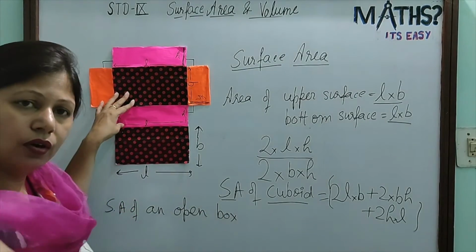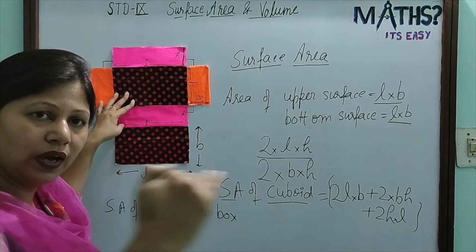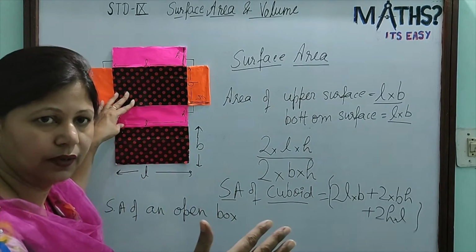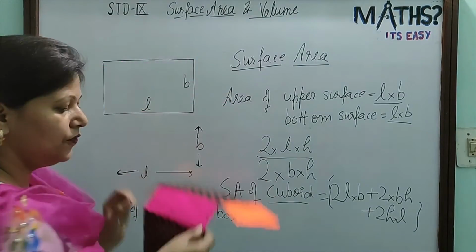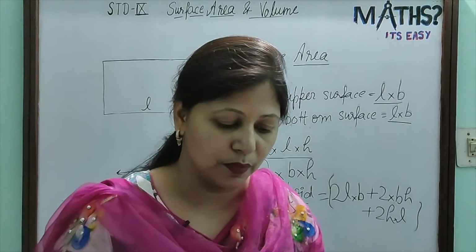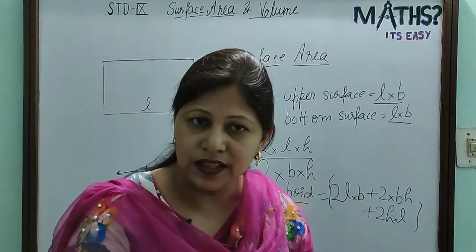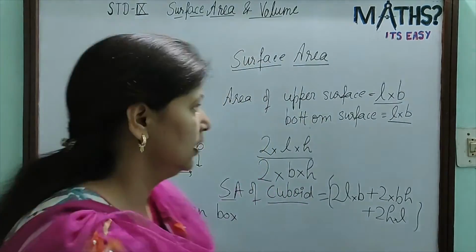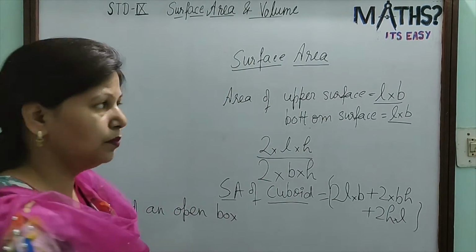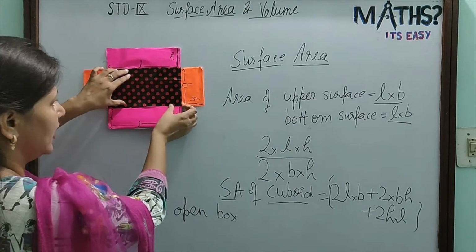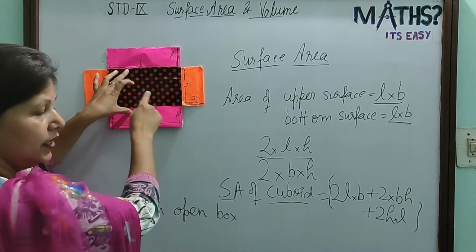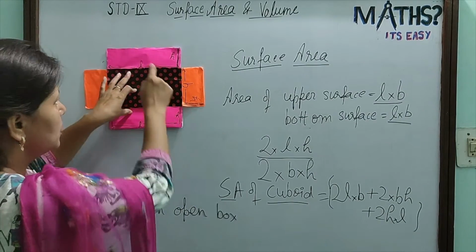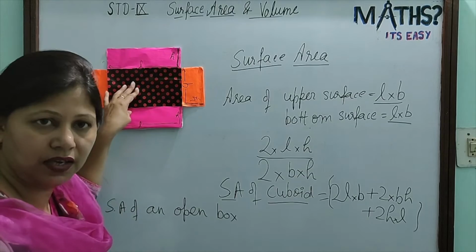Surface area of an open box means one surface is not there. So if we remove one surface from the box, it means one length into breadth is missing. So in case of an open box, the structure will be like this. Only 5 surfaces will be there: the bottom L into B and these 4 surfaces with height.